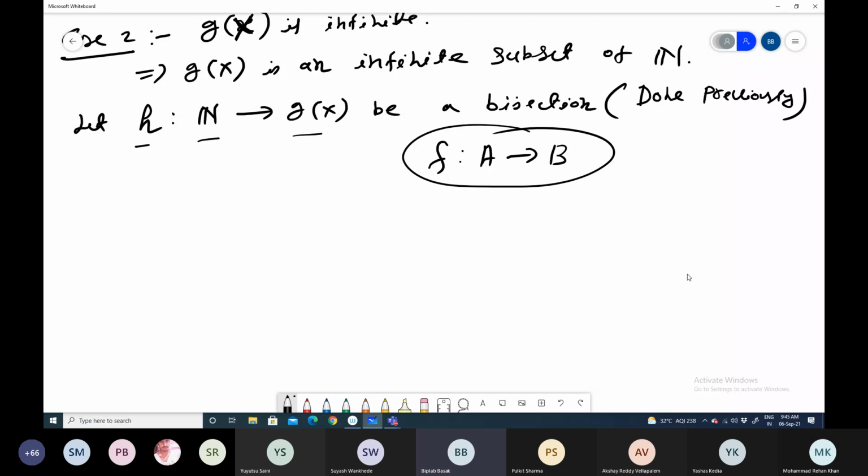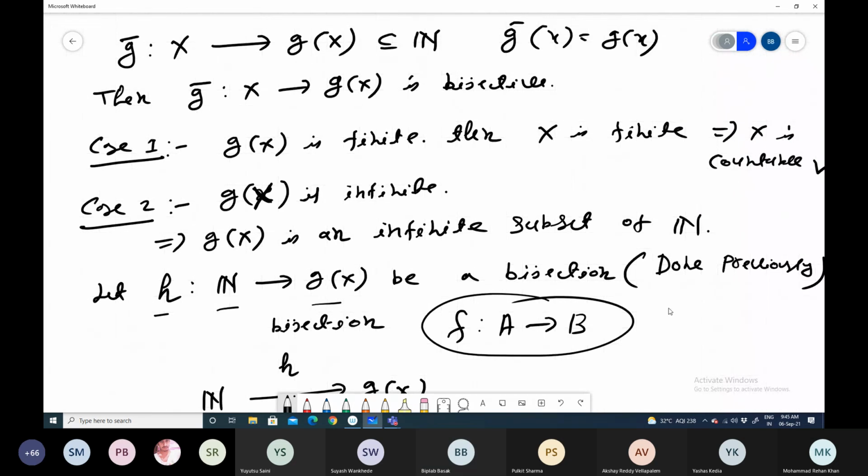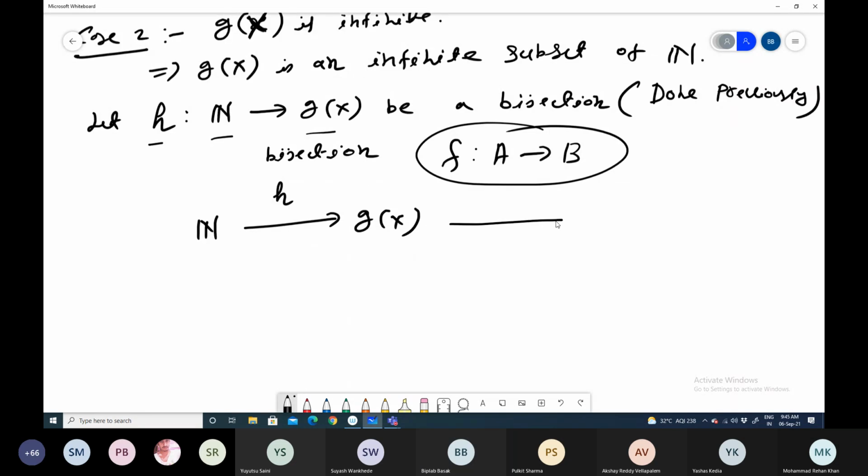Fine. Now we have a situation: H from N to Gx is a bijection. Again we have proved that G bar X to Gx is also a bijection.